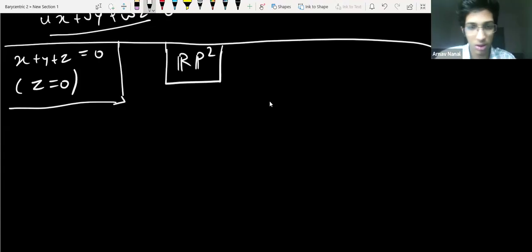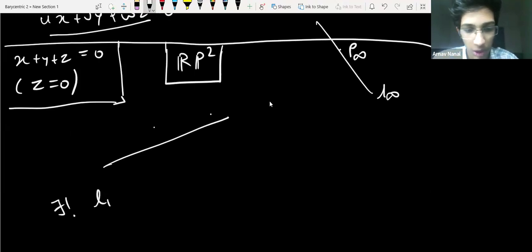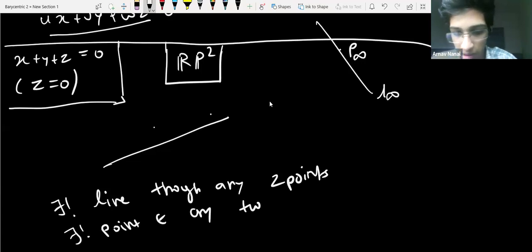Okay, so just to recap, you have points and you have lines. In a normal plane, for each line you add a point at infinity along that direction, and then there is the line at infinity. That's basically the RP square. So there exists a unique line passing through any two points, and there exists a unique point belonging to any two lines.